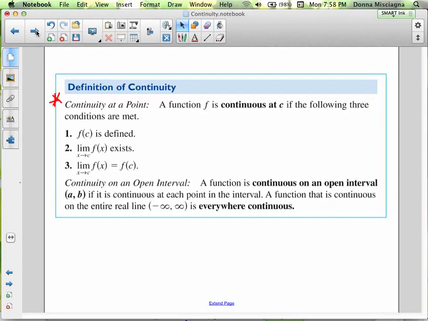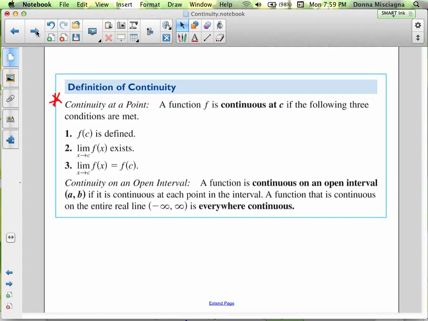So, definition of continuity. Here is what we're going to use for continuity at a point. A function f is continuous at c if the three following conditions are met. It's very similar to the requirements for the left endpoint and the right endpoint, except we don't have a one-sided limit, we have a two-sided limit. First of all, f of c is defined. If f of c is not defined, you should say the function is discontinuous, and why? Because f of c is not defined.